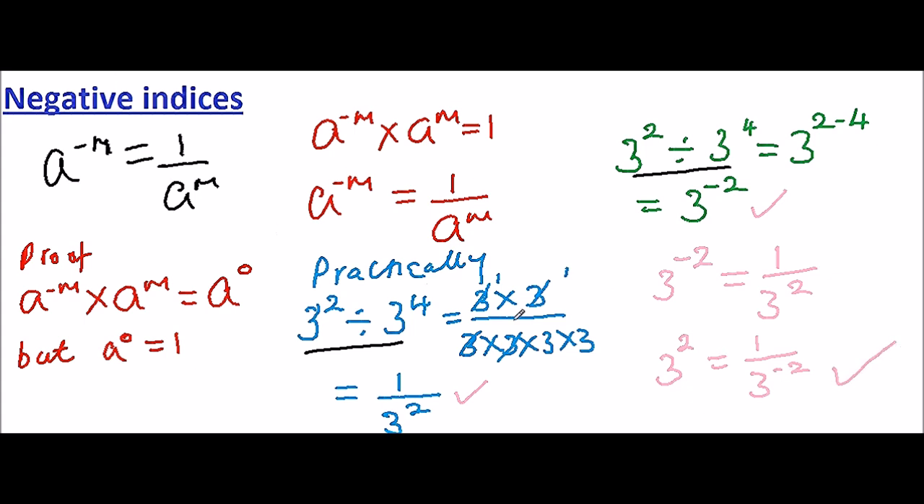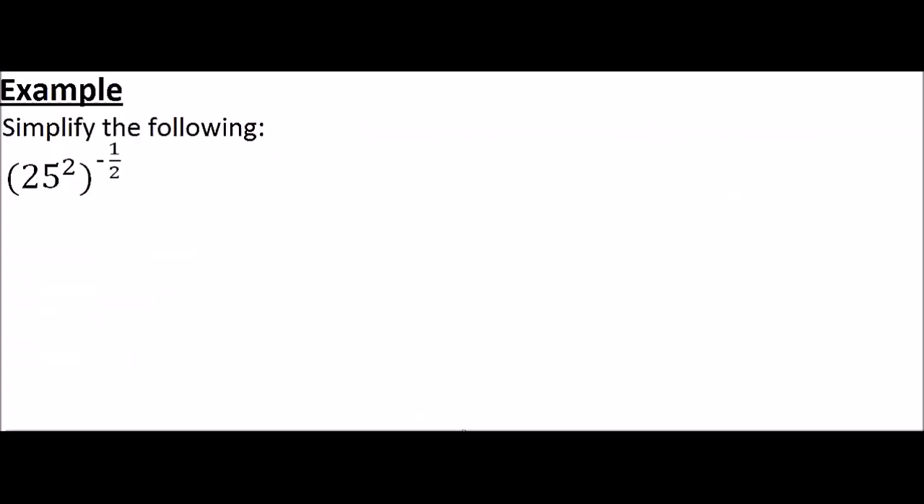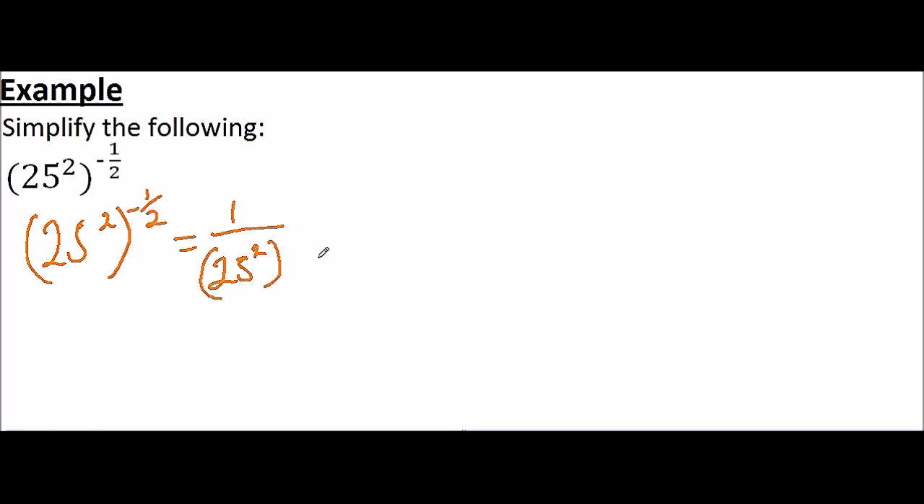We are going to see an example to see how it works. In this example, we are told to simplify 25 squared in brackets, index minus a half. Like we have said about negative index, we can write this as 1 divided by 25 squared in brackets. Now the index changes to positive, so we have to power a half.